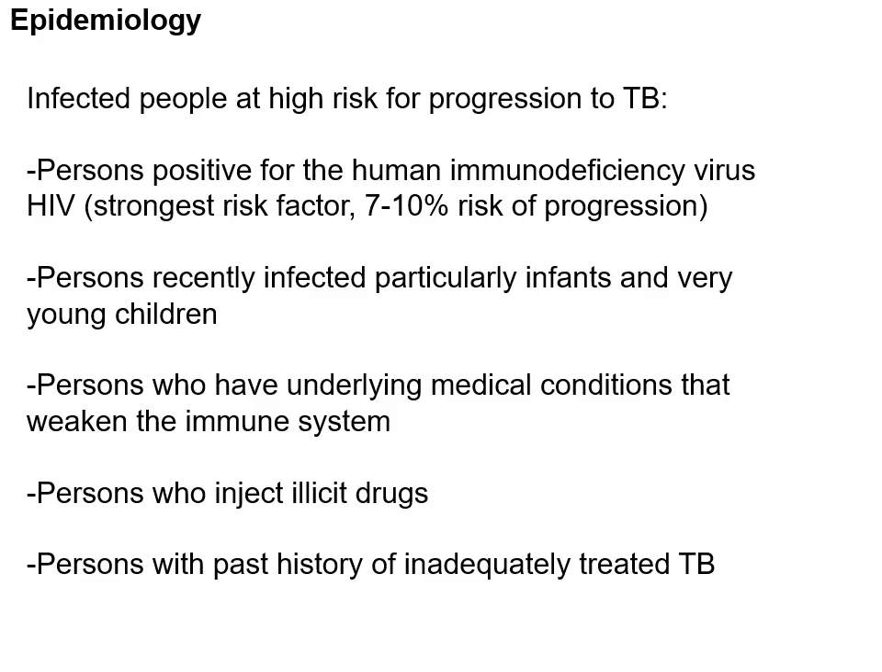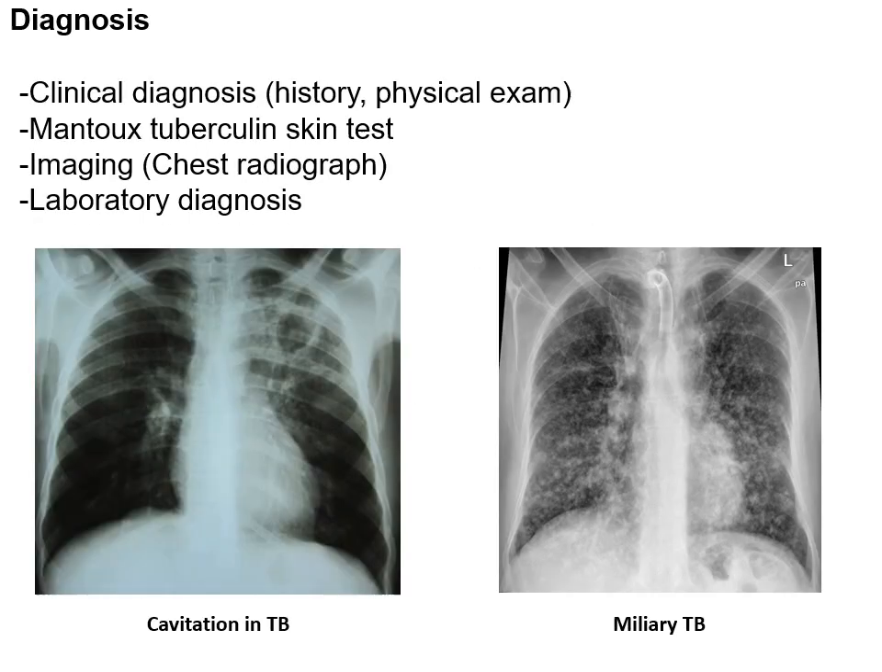Persons who have underlying medical conditions that weaken the immune system, as you've probably surmised from this lecture, the immune system and its intactness, particularly cell-mediated immune system response, is highly required for containing the infection. Persons who inject illicit drugs and persons who have a previous history of having TB but not properly treating it, all of these are risk factors for progression to active tuberculosis disease.